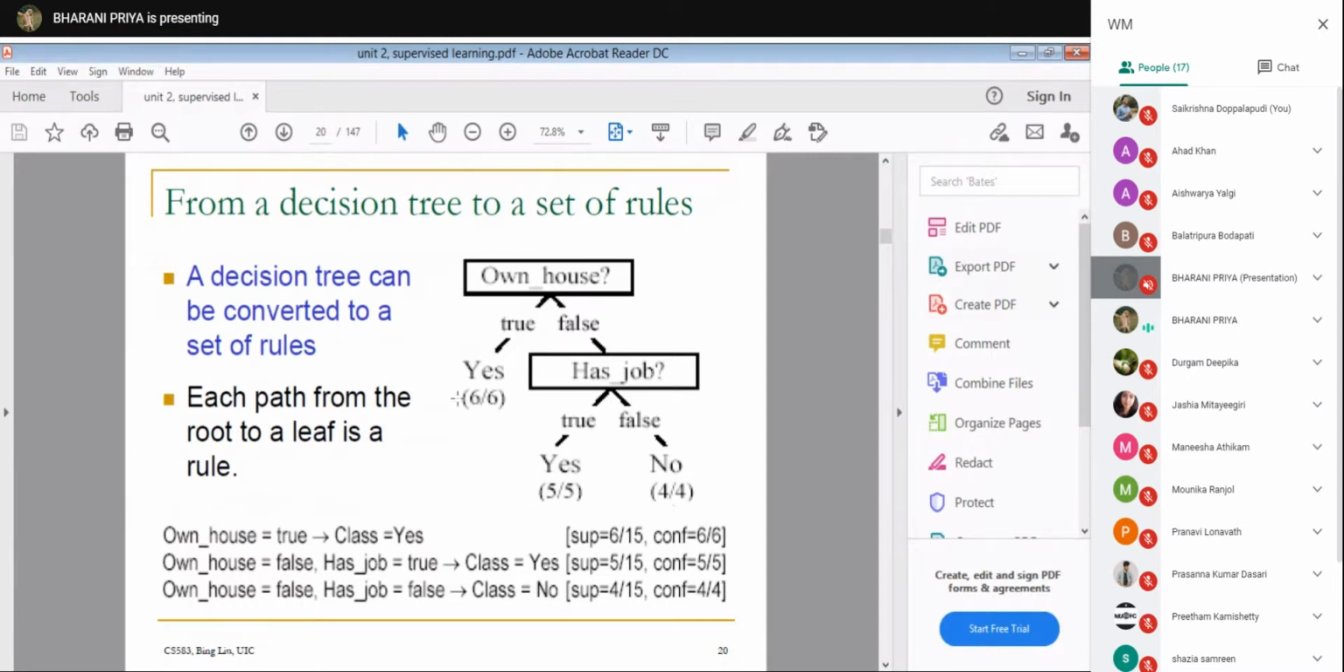Once you have constructed the decision trees, from the decision trees you can generate the rules. For example, see here, we have constructed the rules. If own house is equal to true, then the class is yes. If the decision tree includes two or more attributes, then they should be separated by comma. That is, own house is equal to false, has job is equal to true, then class is equal to yes. So what type of rules are we generating here?